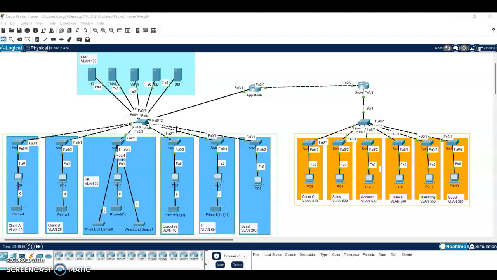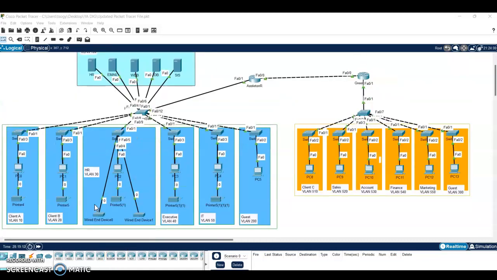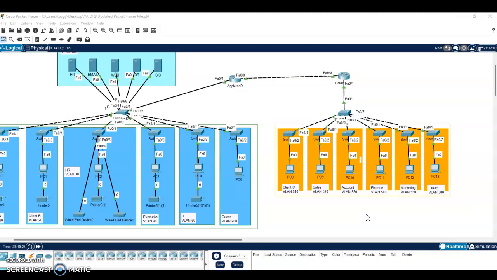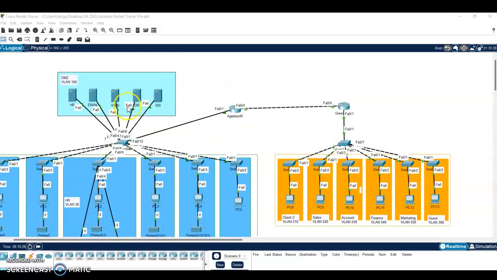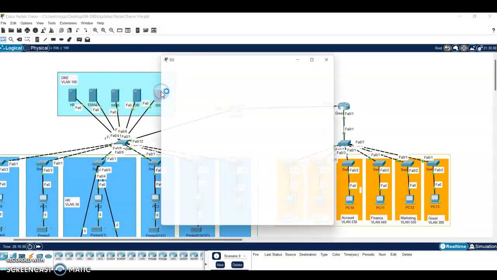And I have my DMZ up here on VLAN 100. And down here on the Appleton side, I have 5 printers set up as well. As you can see, I have printer 1, 2, 3, 4, 5. And on the Green Bay side, I don't have any printer set up because it's not required on the Green Bay side. And up here I have HR, email, web, database, and sys servers.